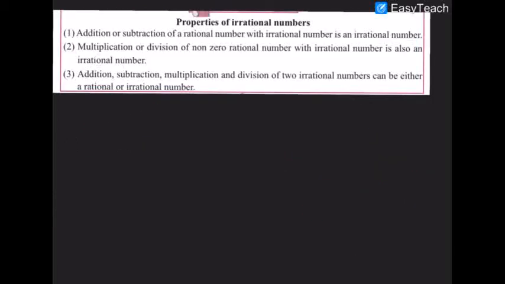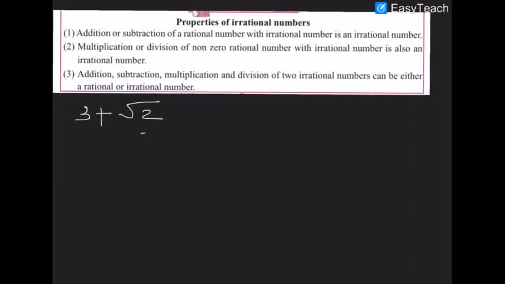So next we are going to see some of the properties of irrational numbers. So what are the properties? Addition or subtraction of a rational number with an irrational number is an irrational number. When we add or subtract a rational number to an irrational number, we will get an irrational number. We can see an example of that. 3 plus root 2. Here 3 is rational and root 2 is irrational. So when we add 3 to root 2, the answer 3 plus root 2 will also be an irrational number.